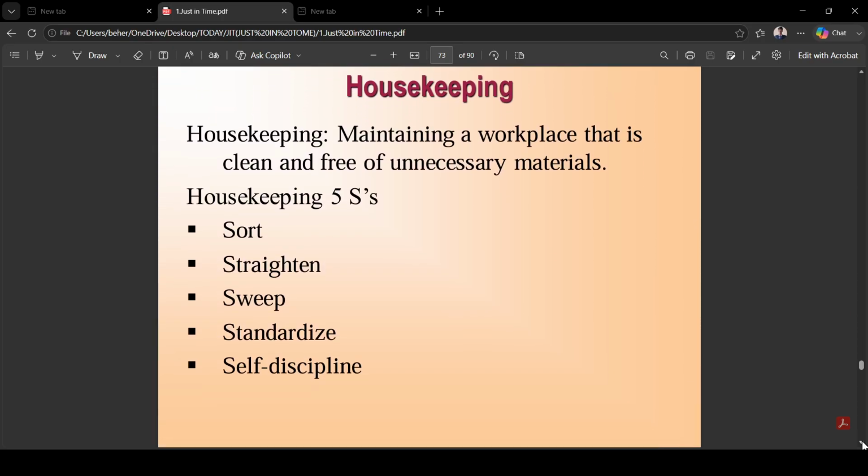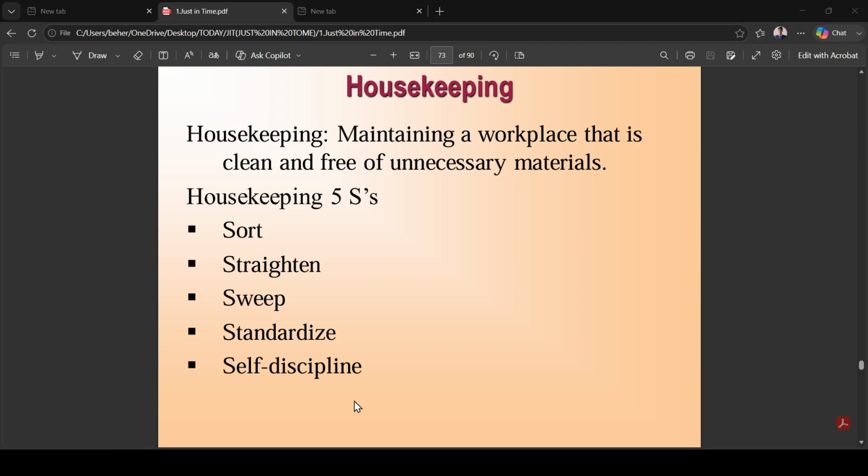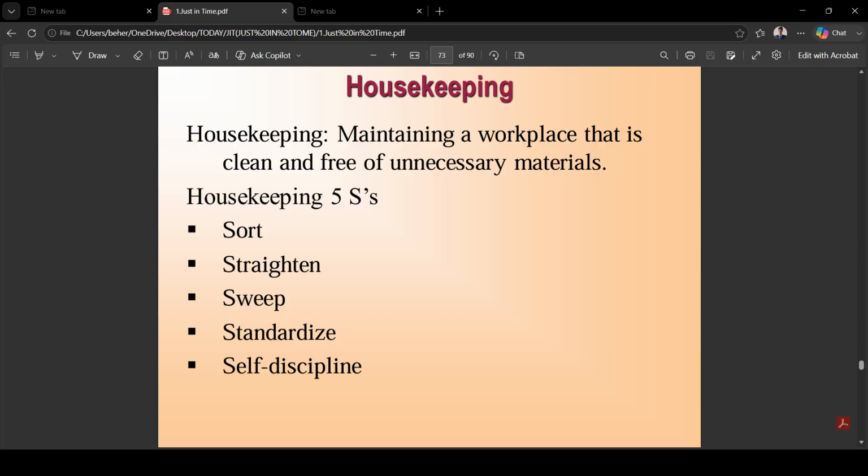Then housekeeping. Housekeeping means maintaining a workplace that is clean and free of unnecessary material. Housekeeping has 5 S's: sort, set, sign, standardize, and self-discipline.